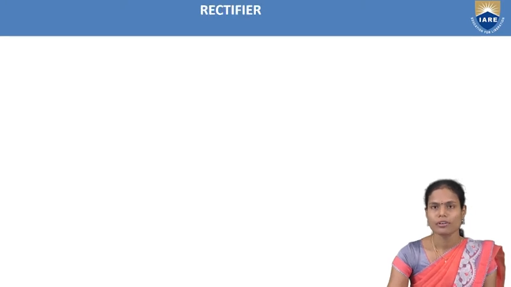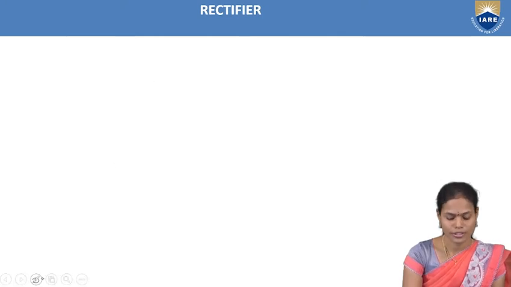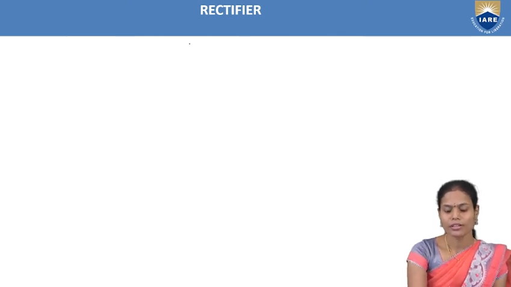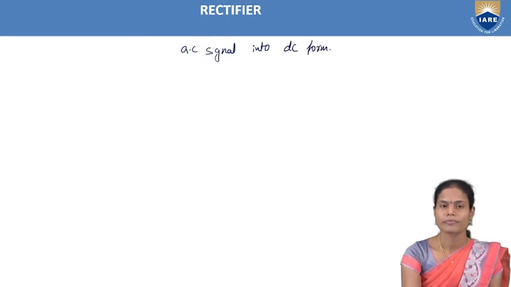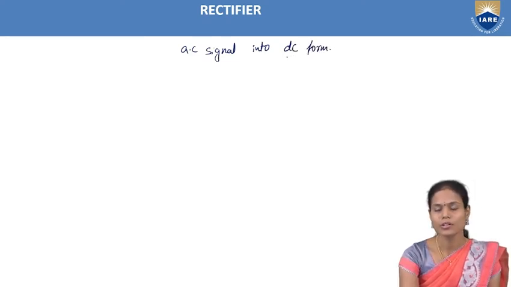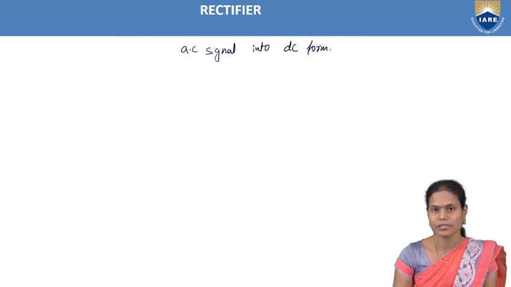The function of the rectifier is to convert the AC signal into DC form. That signal may be the voltage signal or the current signal. So the function of the rectifier is to convert the AC signal into DC signal. Where do we require this DC signal? Generally, we utilize this DC signal in power supplies.